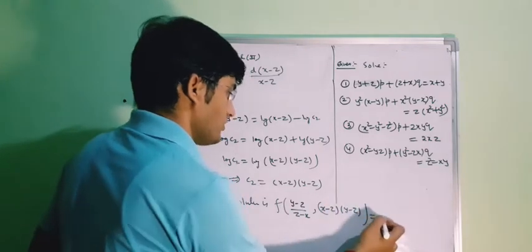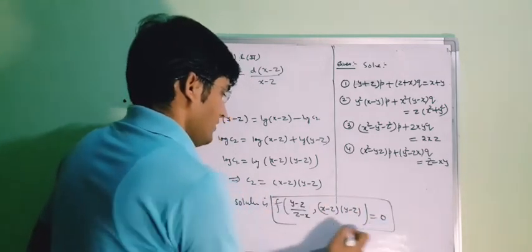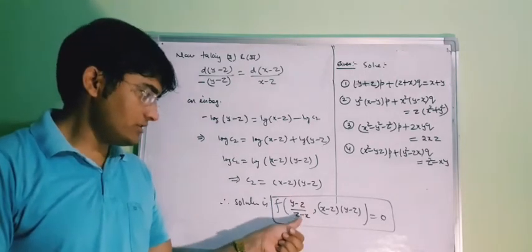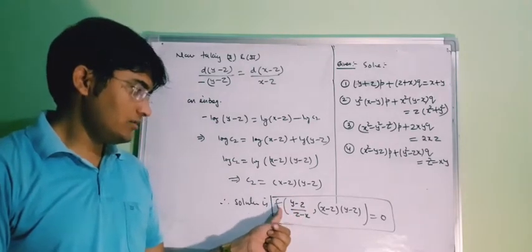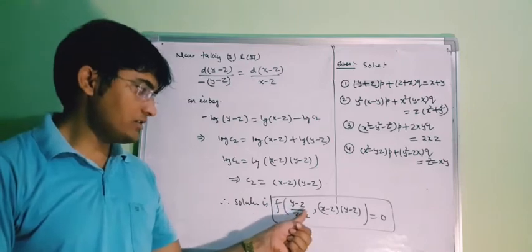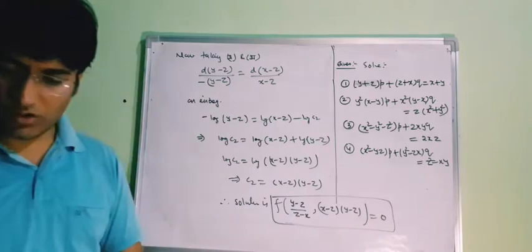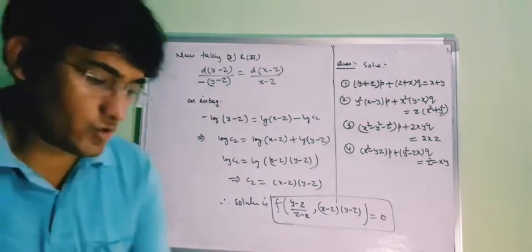So this will be your answer, f of u comma v equal to 0. Please cross check the value of C1. If this is the value of C1, then your answer will be f of y minus z upon z minus x comma x minus z into y minus z equal to 0. So this is the solution of the first part. Now let us solve the second part.